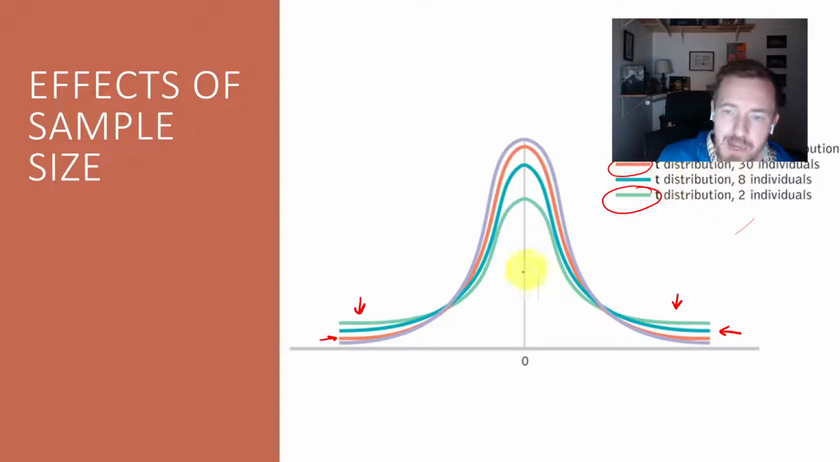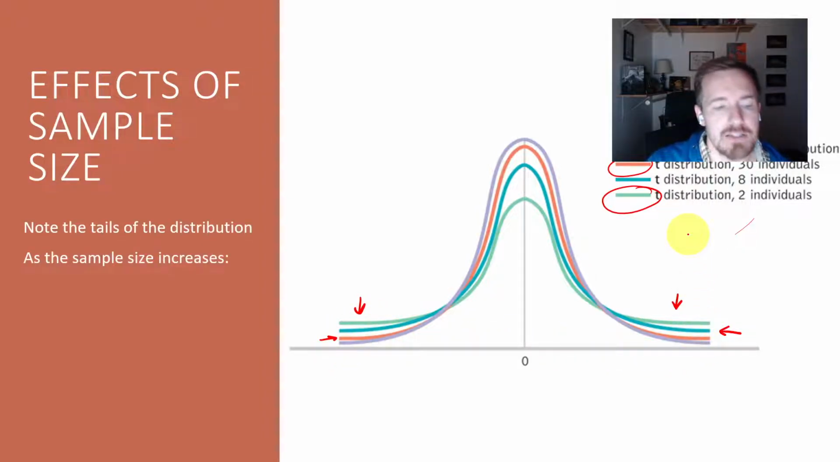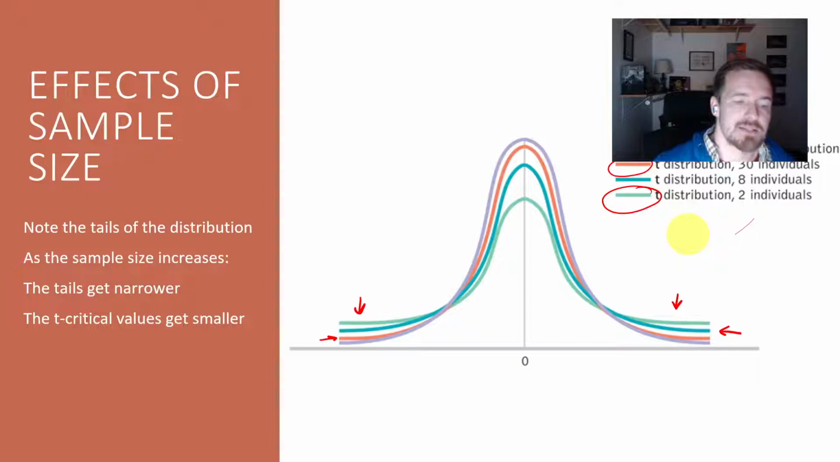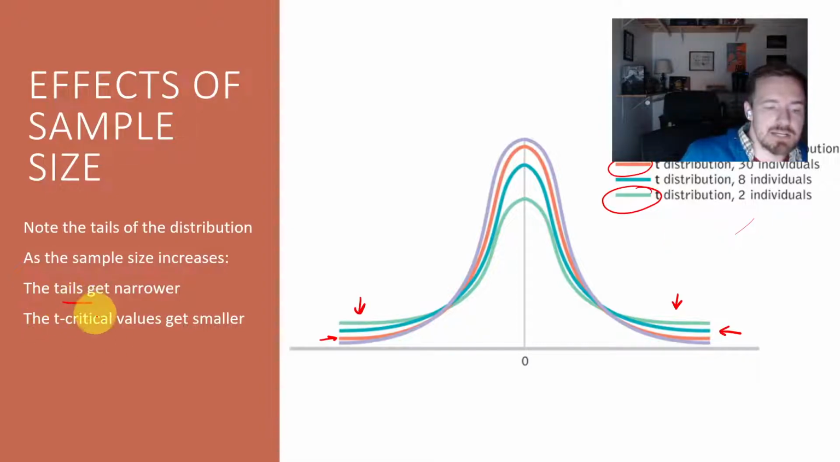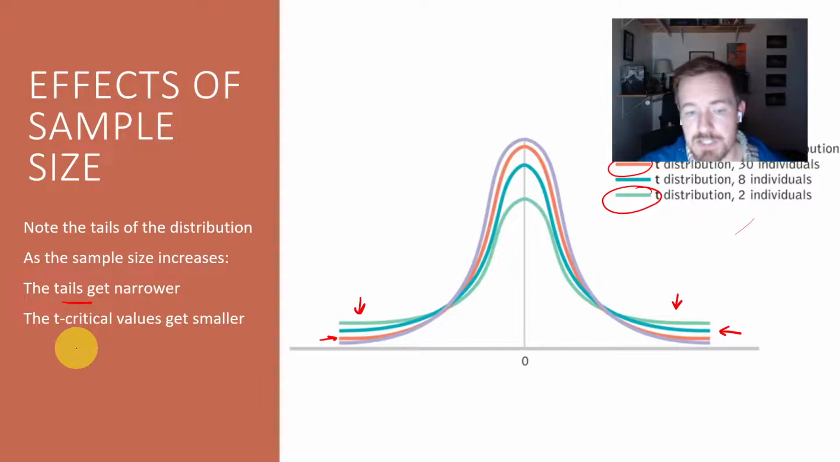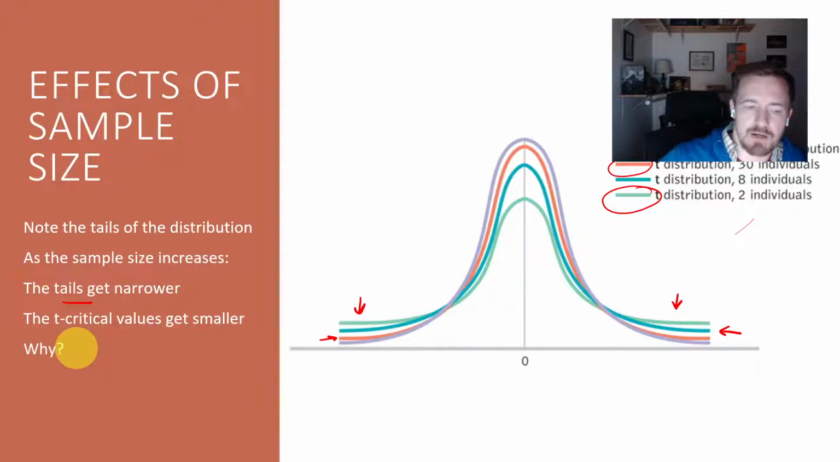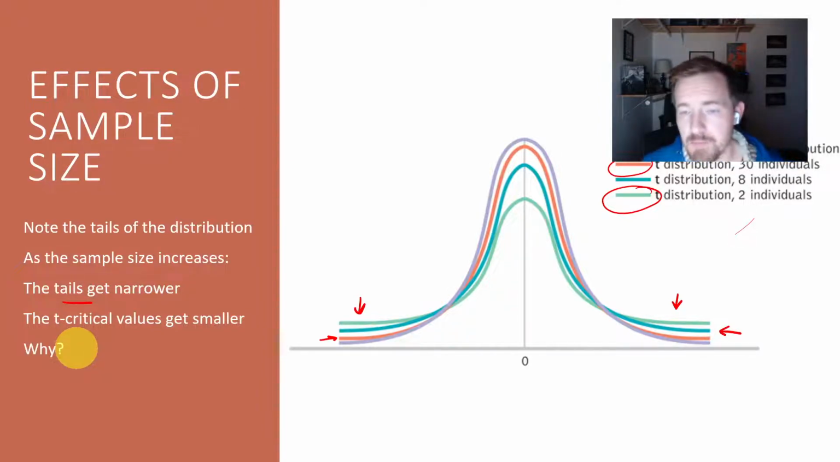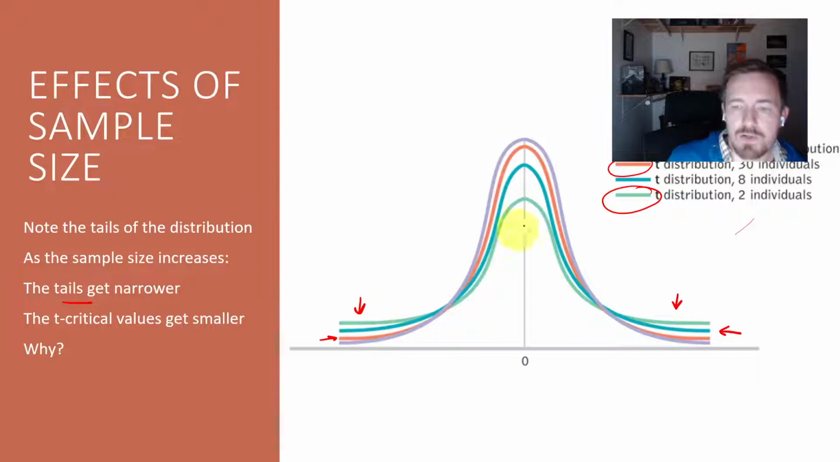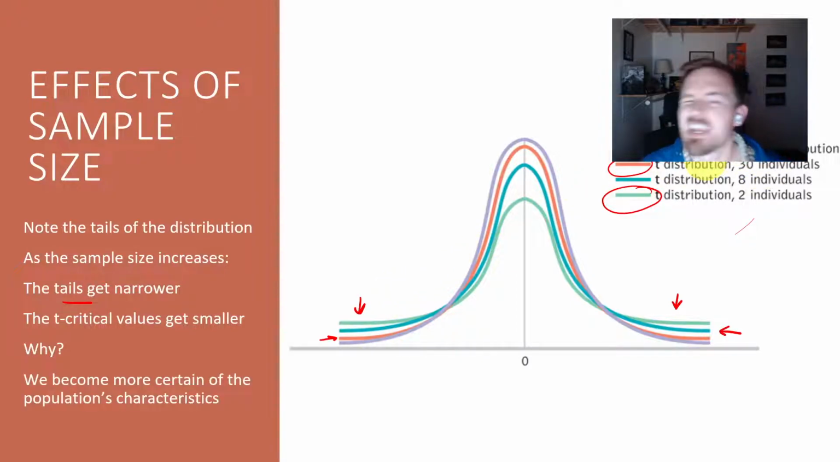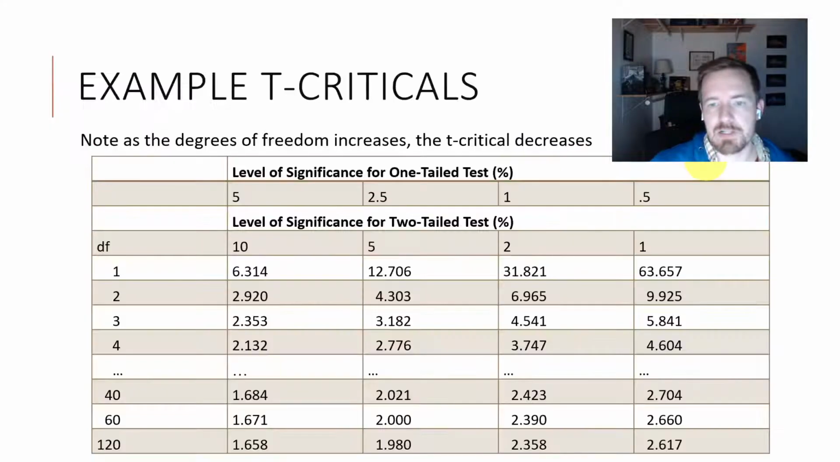The more people you have, the more normal it becomes, and the more normal it becomes, the more extreme the tails are, which is a good thing for us. So as the sample size increases, the tails get narrower and the t-critical values get smaller. And why do they get smaller? Because the t-critical values are going to get closer and closer to our z distribution's values. I emphasized that in the previous video in case that wasn't super clear.